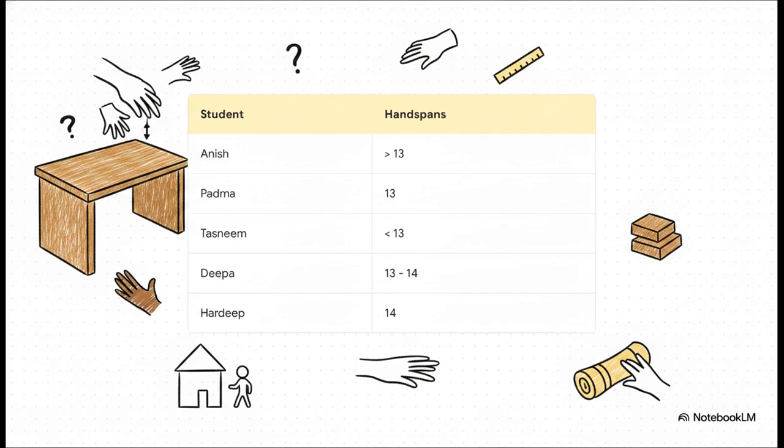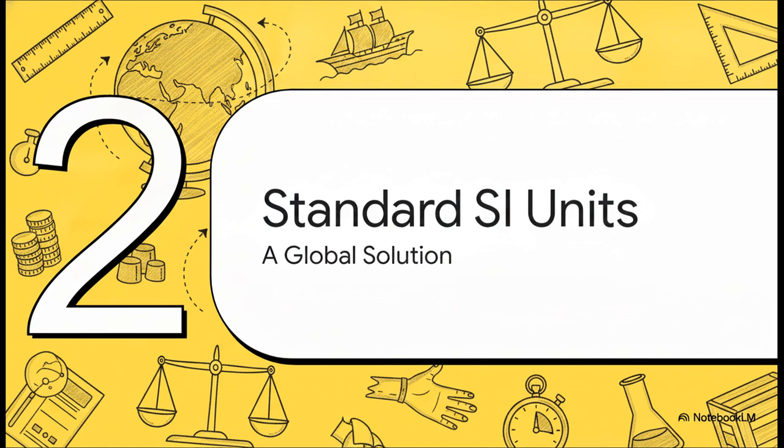Imagine trying to build a house or trade expensive silk using this method. It's confusing, it's messy, and it proves exactly why we desperately needed a better way. Moving on to Section 2. Standard SI units, the ultimate global fix.